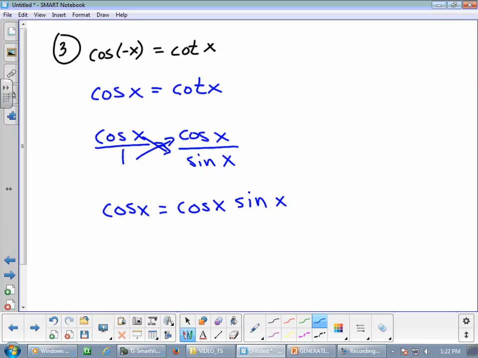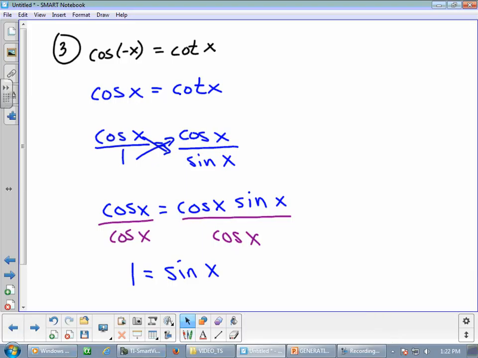Divide both sides by cosine of x. If I divide this by cosine of x, what do I get? 1. Ooh, there's a number. If I divide this by cosine of x, what do I get? I get the sine of x. Sine of x equals 1. Now, there are other options here. You could end up with cosecant of x equals 1. That would be sufficient. You could actually also come up with cosine of x equals 0, although that one would be a little bit harder to prove. Questions?